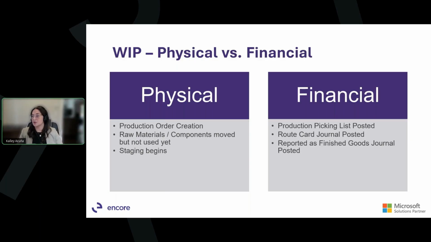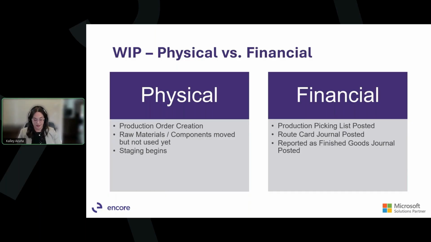Financial WIP is when something actually gets posted. If you're familiar with F&O, then you're familiar with the term of posting. This is sort of when any journal gets posted, that's when it sort of hits the general ledger, and production is no different. So from a WIP perspective, we've got production picking lists, route card journals, and report as finished goods journals. And all of these can be posted.